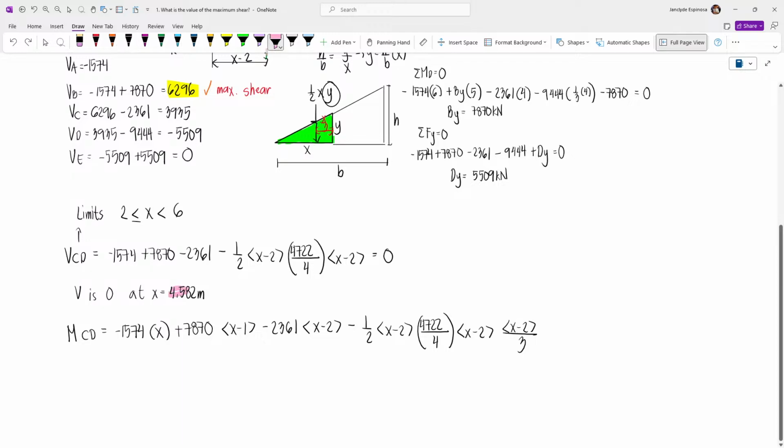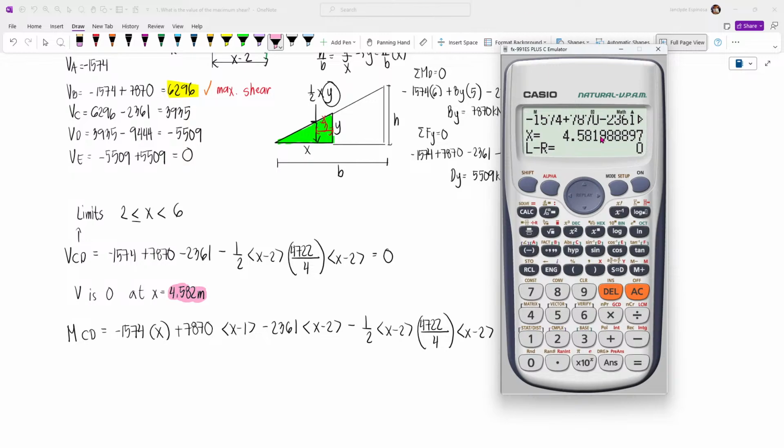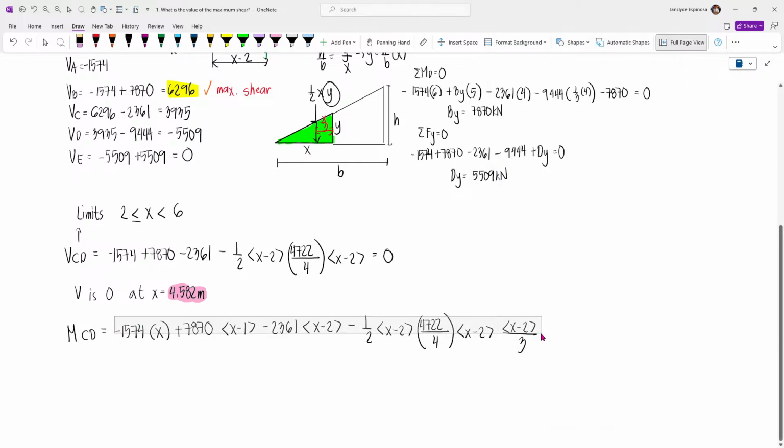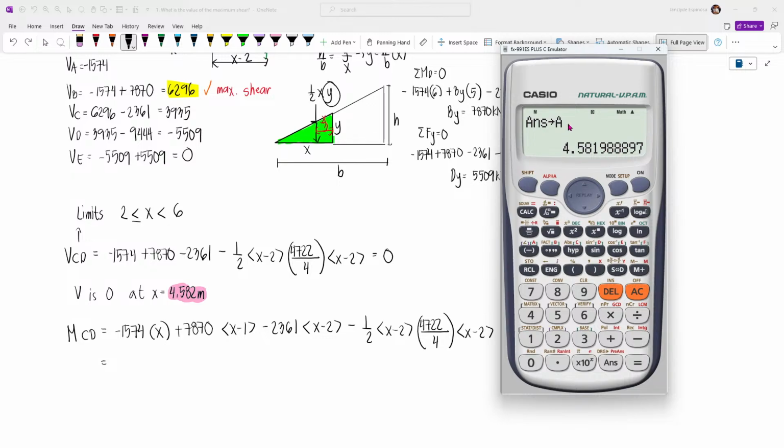So I'll highlight this. I'll just store the value in, let's say, A, so that I can just use A here. So the approach is, instead of x, we multiply by this A.